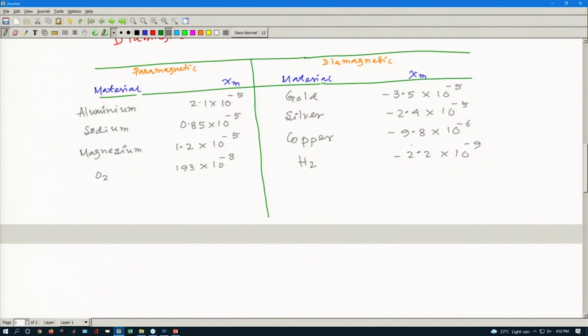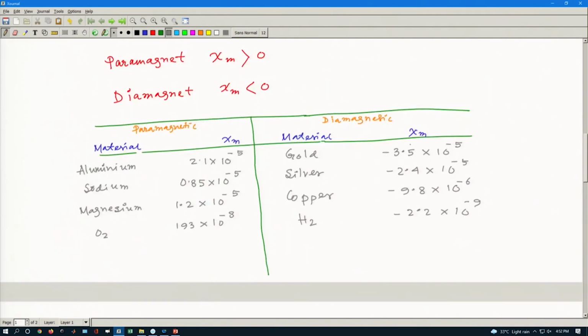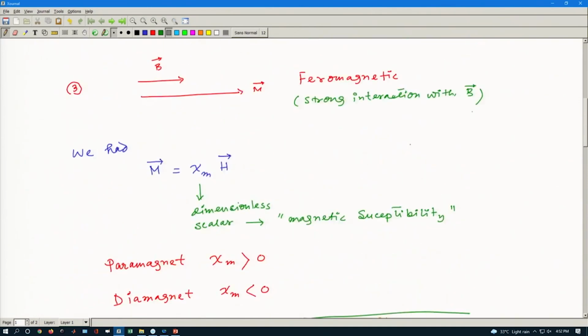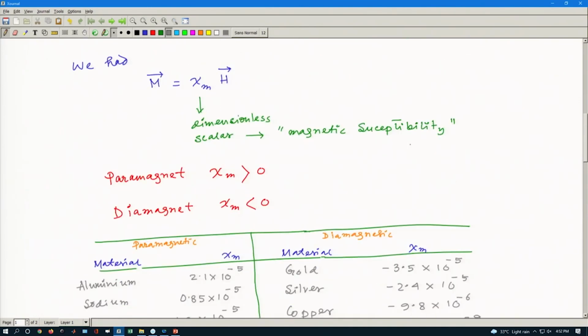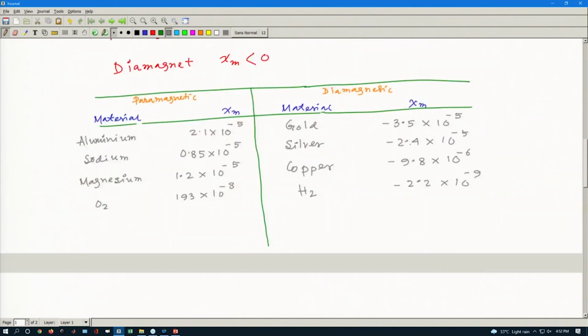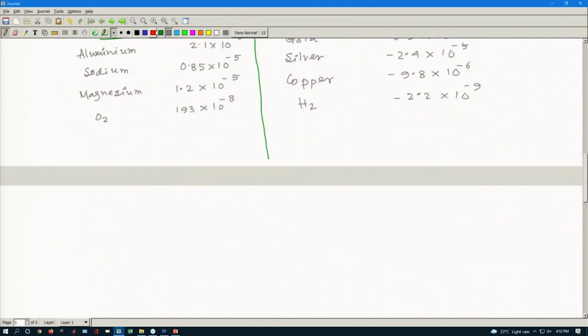So, I just listed a few typical values so that you can appreciate what the value of chi-m should be for paramagnetic and diamagnetic materials, and why this value is positive or negative, as I just mentioned. This is just for a qualitative understanding of the values for paramagnetic and diamagnetic materials.